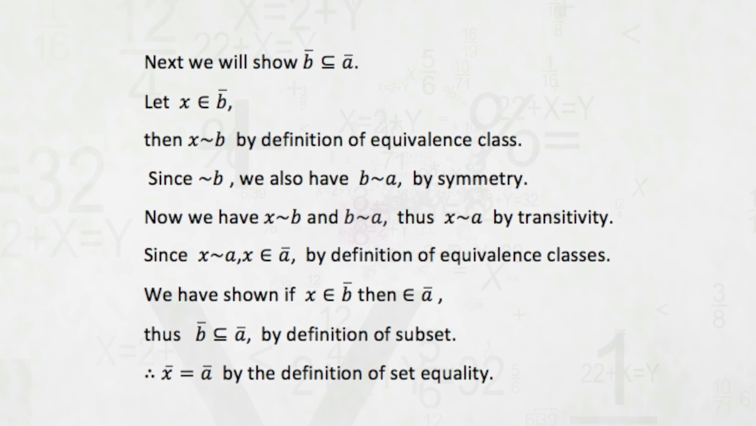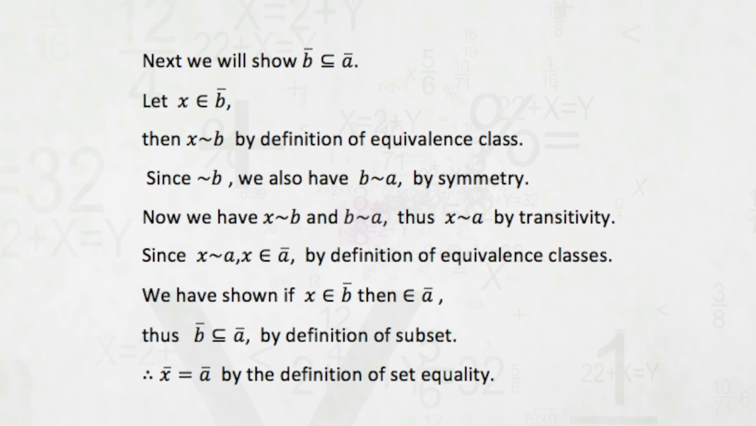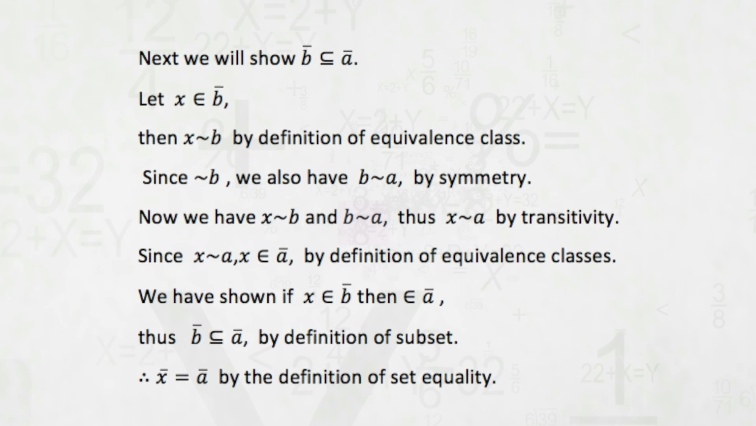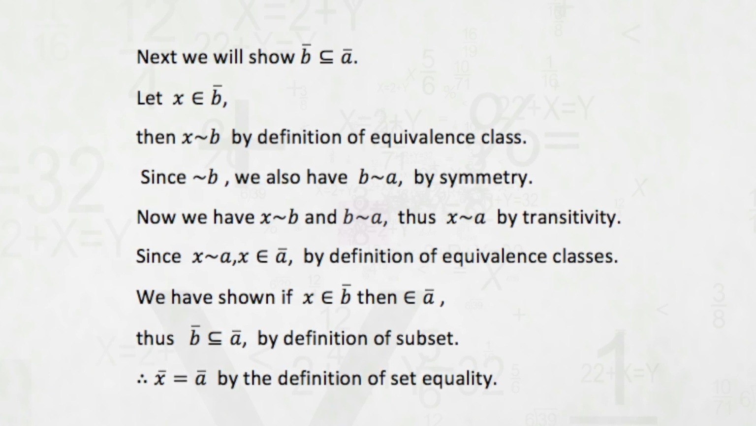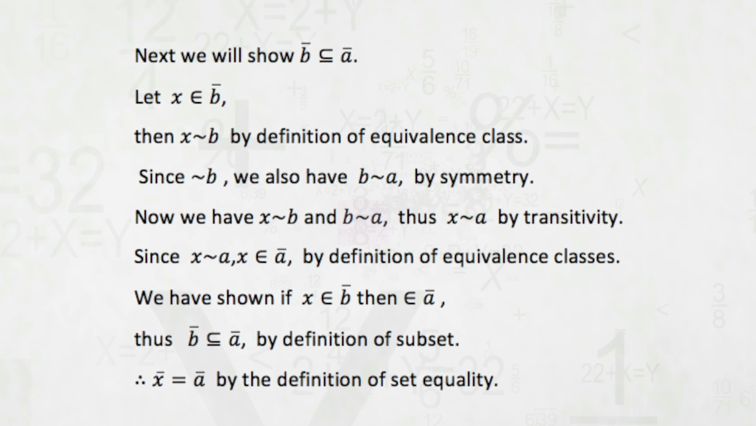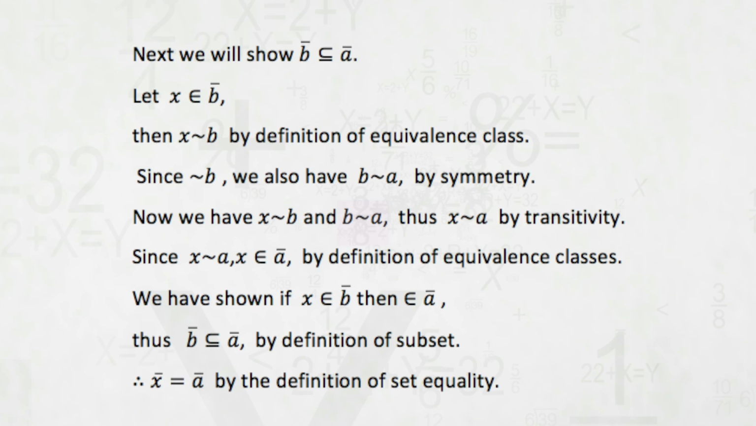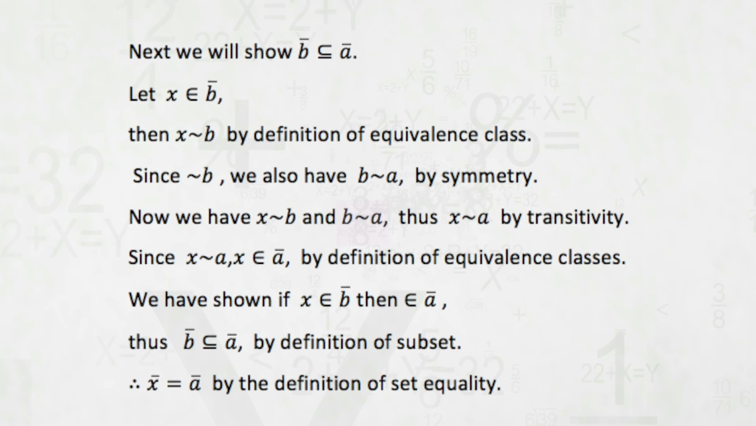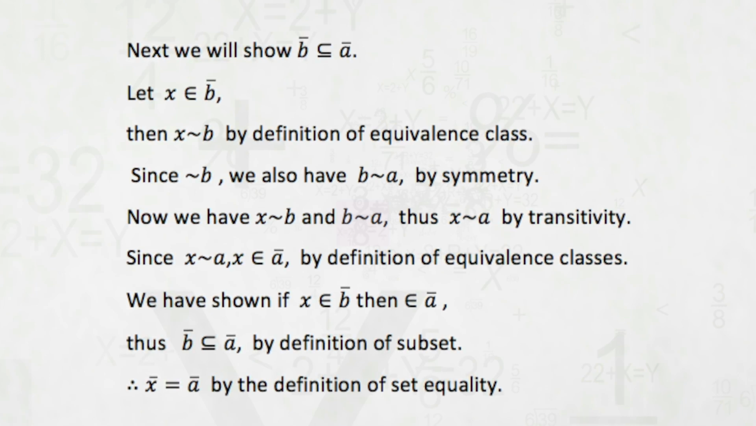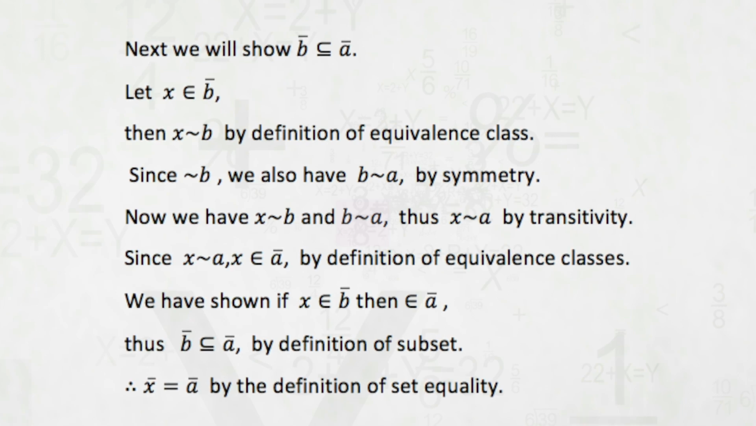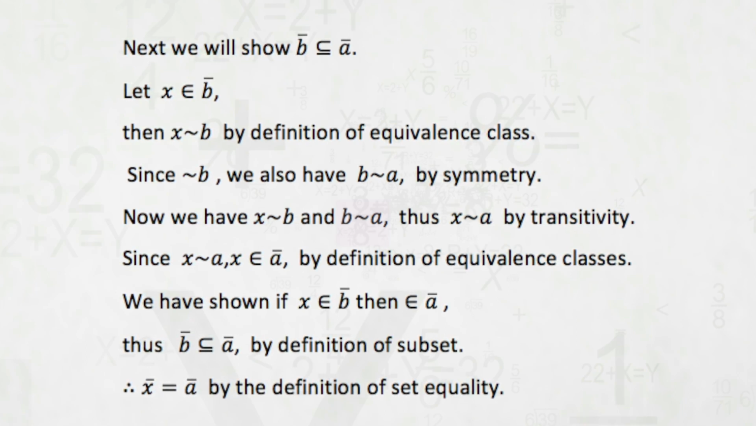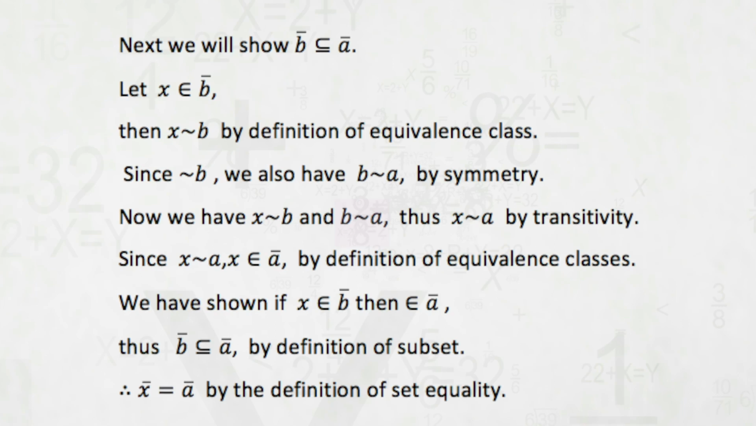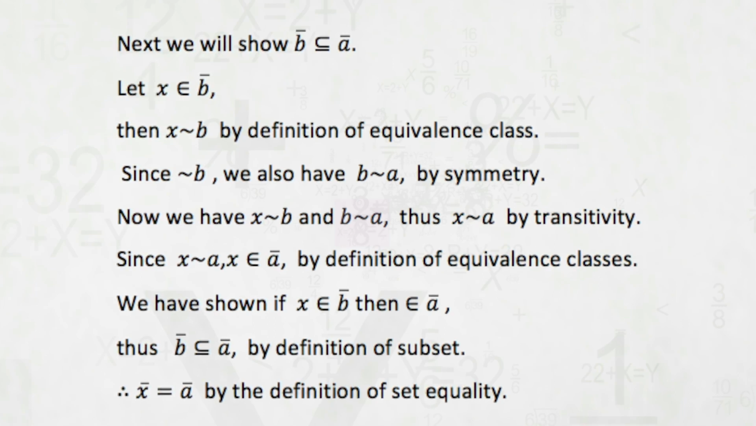Next, we will show that b bar is a subset of a bar. Let x belong to b bar, then x tilde b by definition of the equivalence class. Since a tilde b, we also have b tilde a by symmetry. Now we have x tilde b and b tilde a, and thus x tilde a by transitivity. Since x tilde a, x belongs to a bar by definition of equivalence classes. We have shown that if x belongs to b bar, then x belongs to a bar, thus b bar is a subset of a bar by definition of a subset. Therefore, x bar is equal to a bar by the definition of set equality.